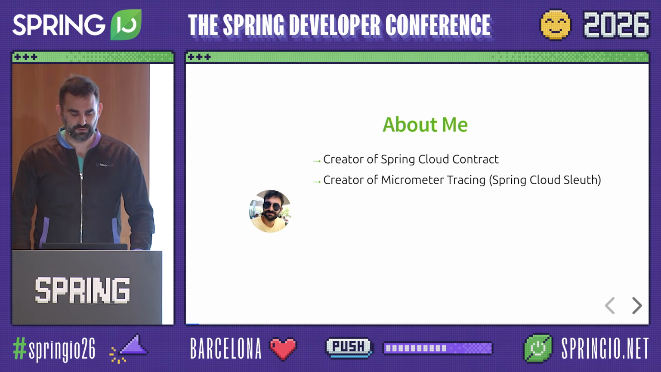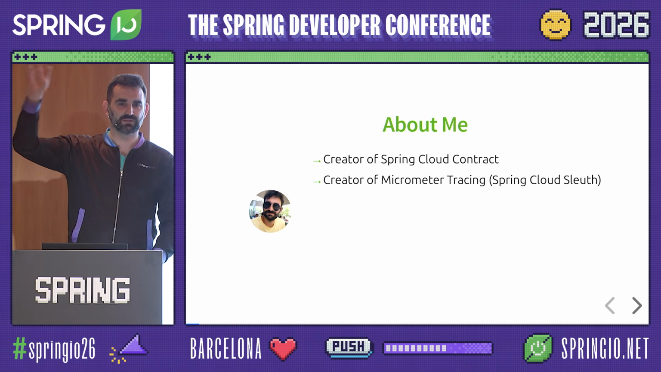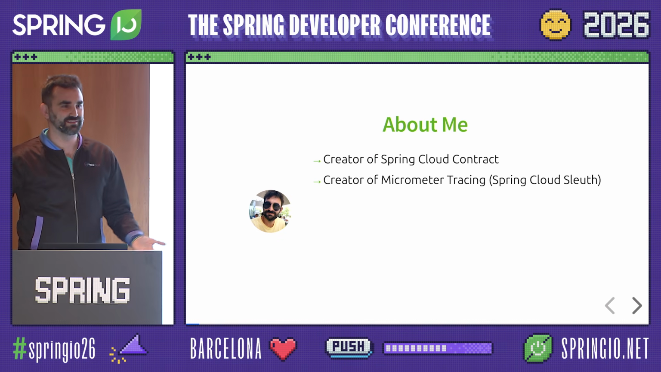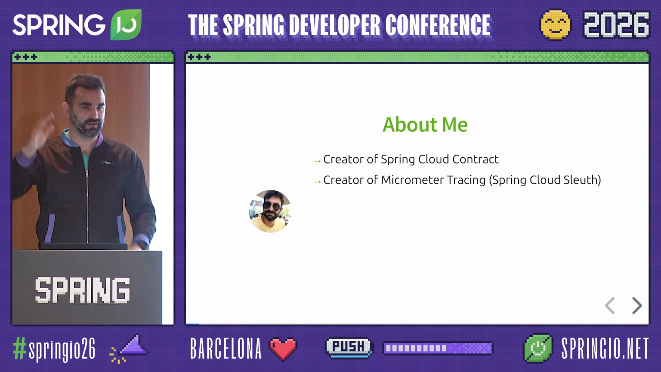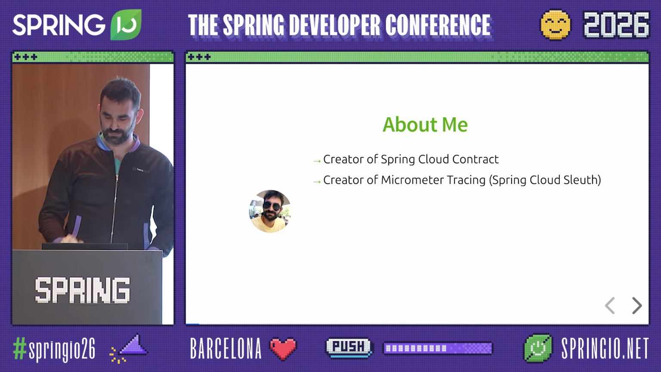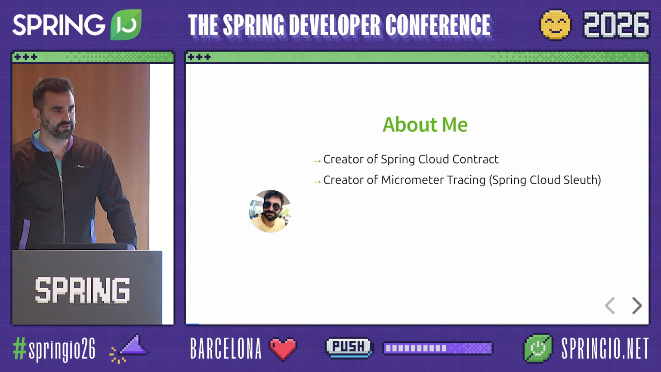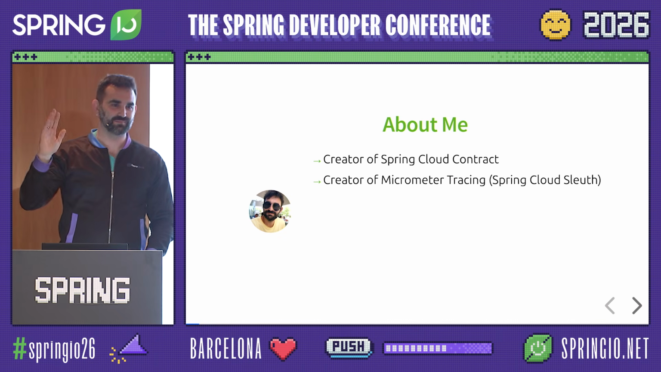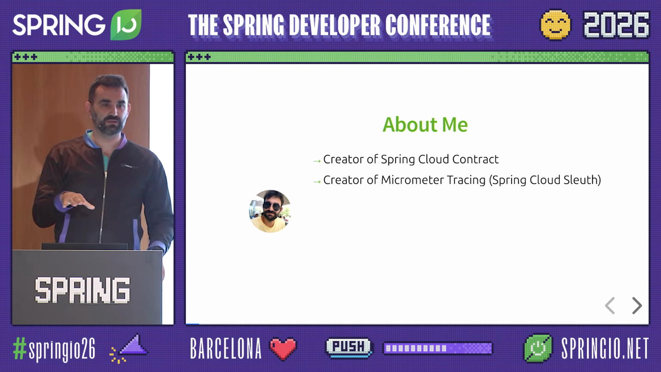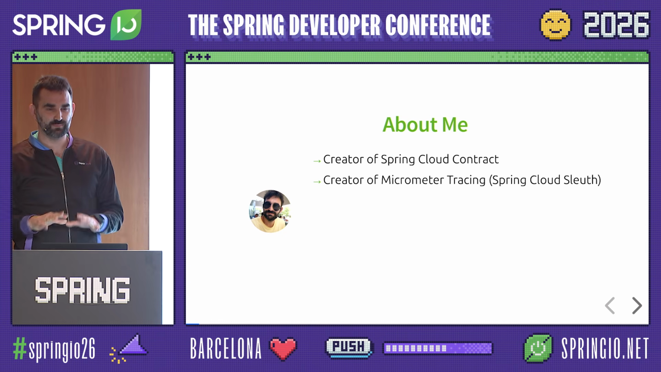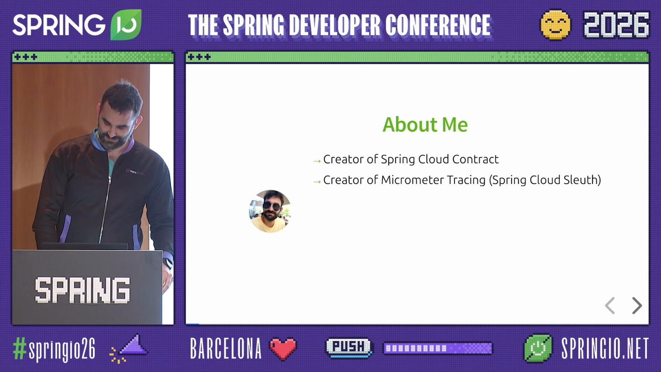So who's using Spring Cloud Contract? Anybody? One person, great. Who knows about Spring Cloud Contract at all? Okay, good, some people. Who's using Micrometer Tracing? Oh, okay, so if stuff is working, that's because of me. If there are bugs, it's the observability team.